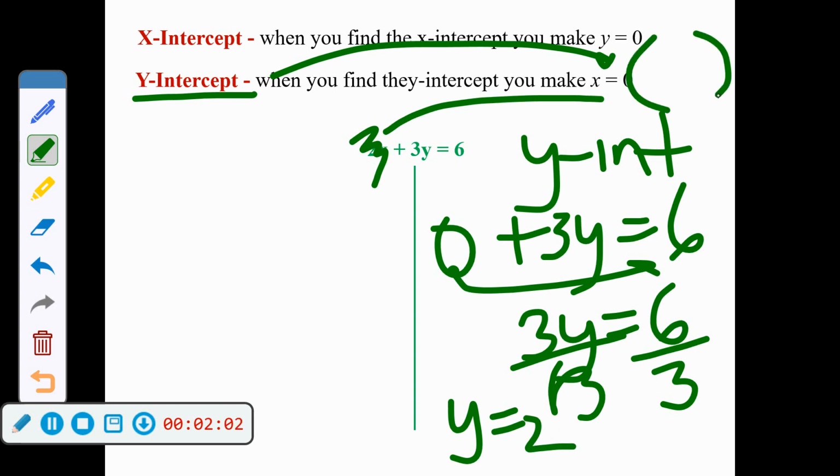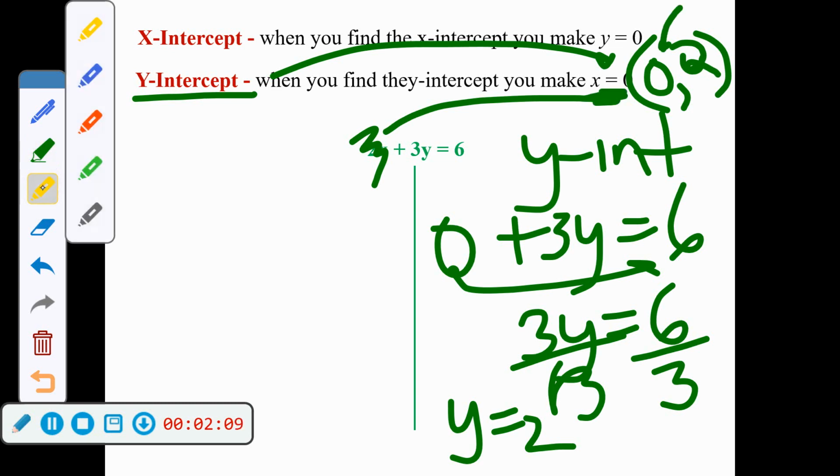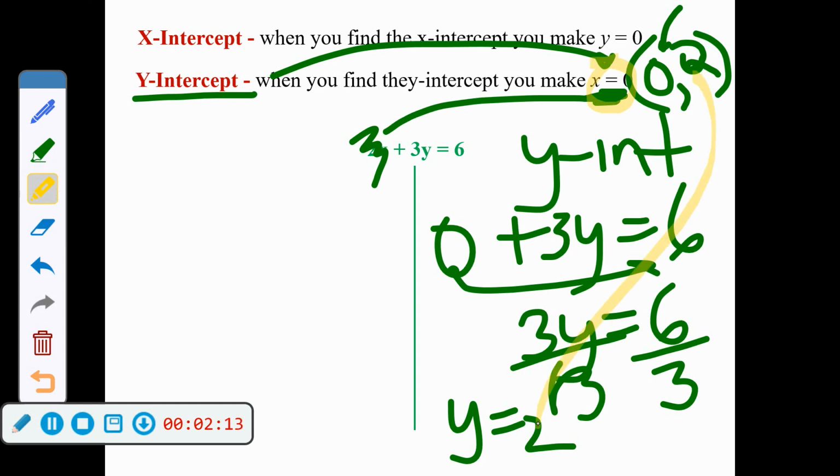Now, when we write it as an ordered pair, remember it's x first, y second. Now, how did I know that I'm going to put a 0 here? It tells me x is equal to 0, y is equal to 2.